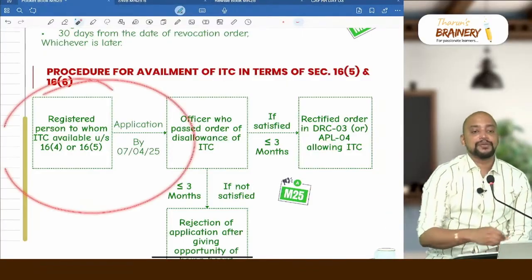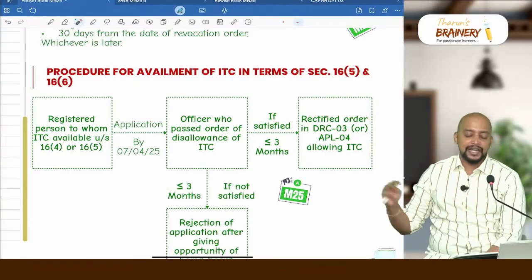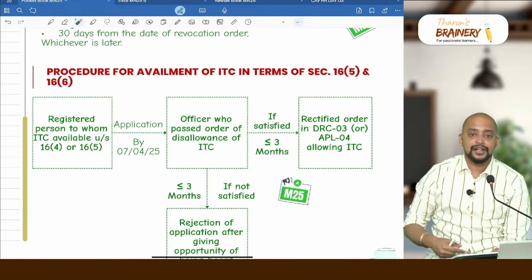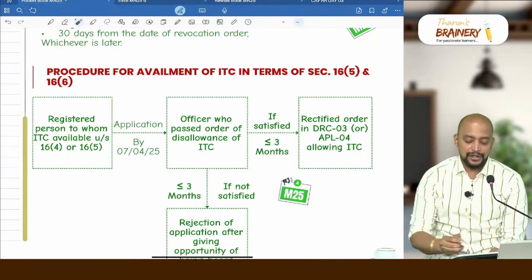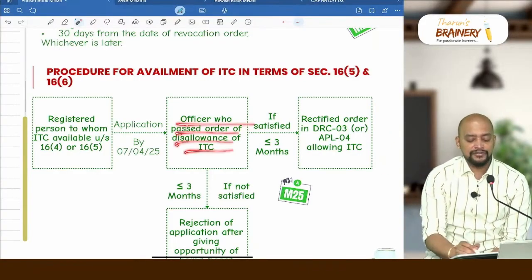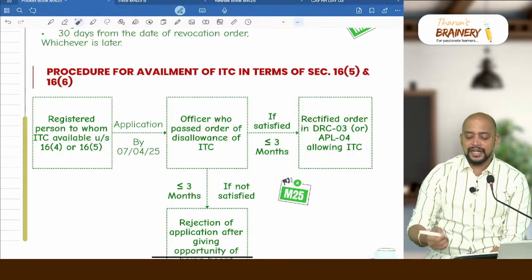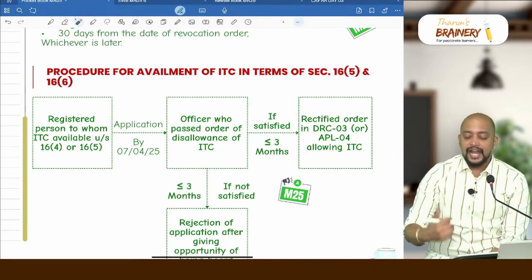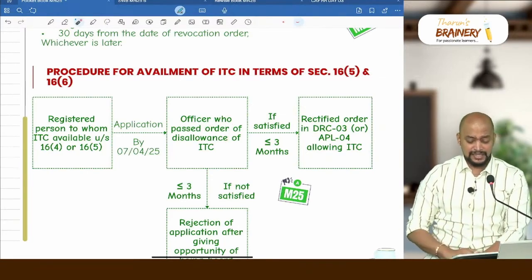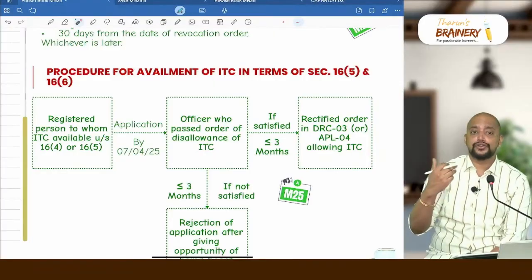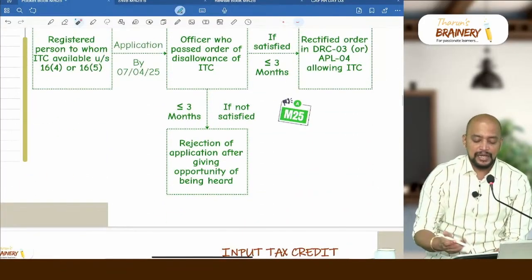So an application should be made, and moreover this is not an online form, this is an offline form only, and to our jurisdictional officer who has rejected our ITC claim, to that person only we need to make the application. The officer who passed the order of disallowance of ITC, if satisfied within 3 months, will pass a rectified order and we can enjoy the ITC. Otherwise, if they are not satisfied, if they are of the opinion that we should not get it, that we are not covered under these two sections, then they will reject the application.